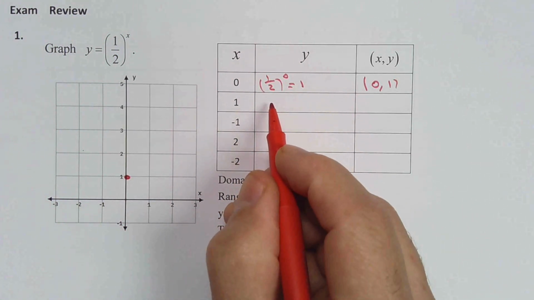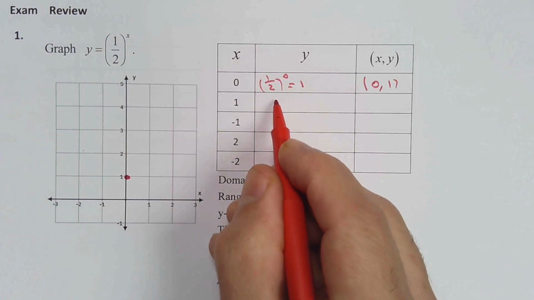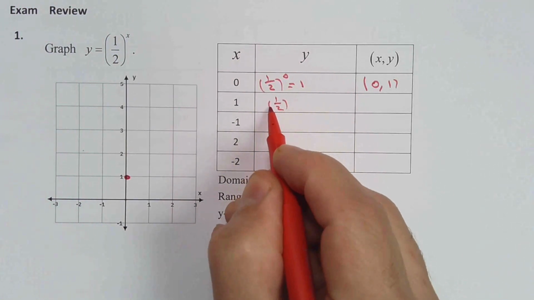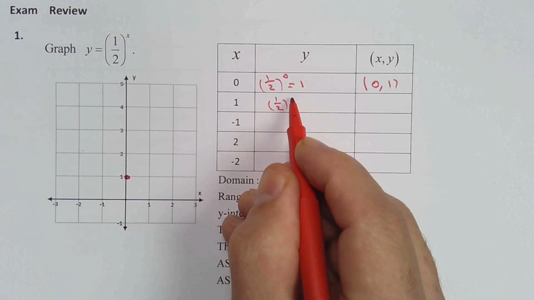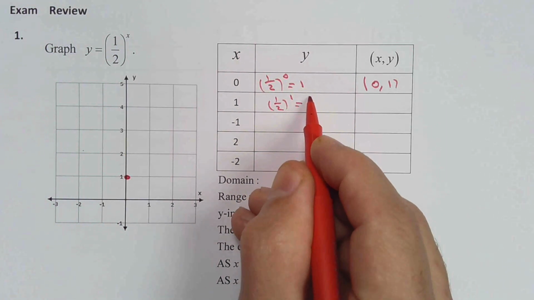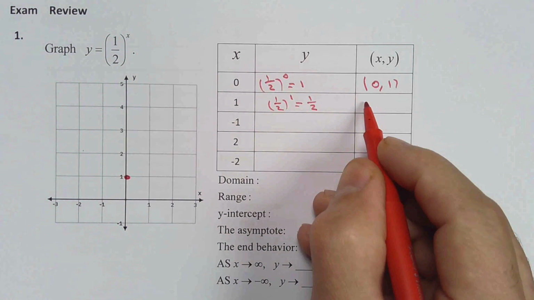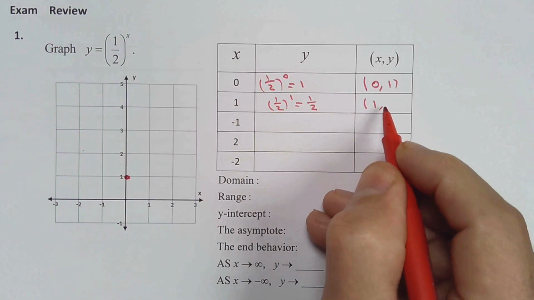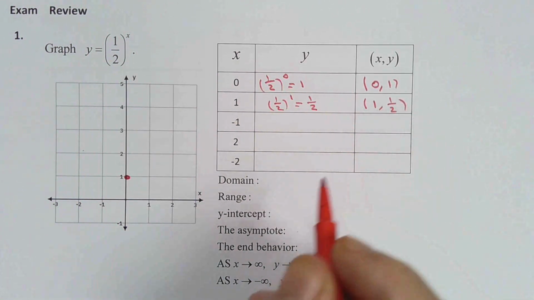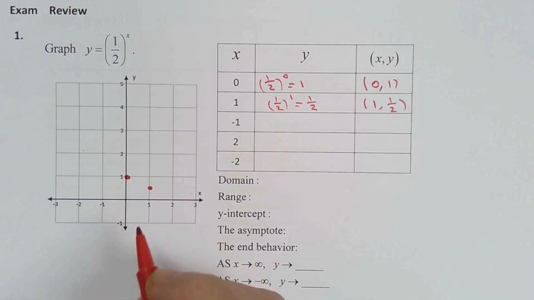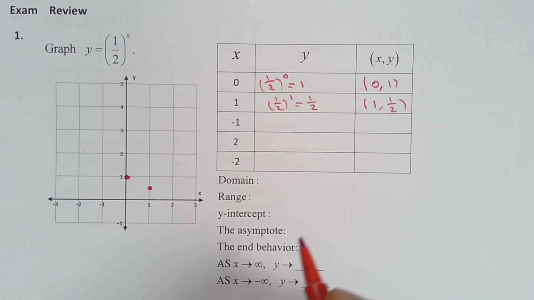When we plug in 1 for x, we have (1/2)^1, and that's 1/2 for the y value, so we have (1, 1/2). That's right there. Now -1.